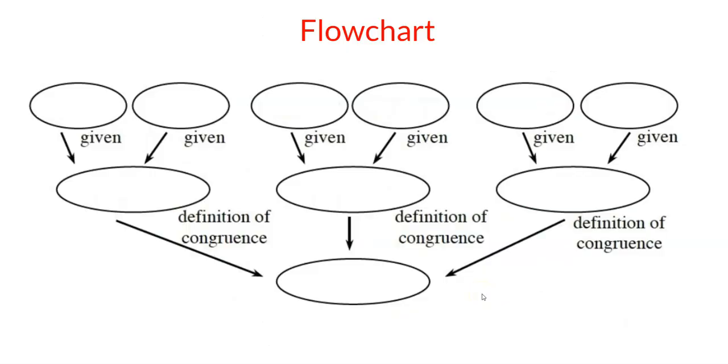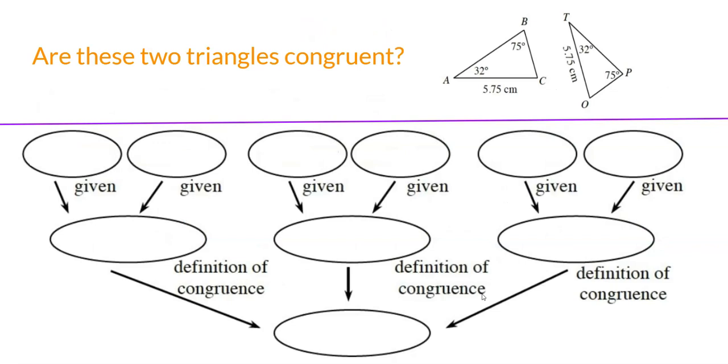So we're going to use a flow chart, and the flow chart is to help us put our thoughts together. Eventually we will take away the flow charts and be able to write down the reasoning, but for this lesson we're going to go ahead and use a flow chart. So going back to the question that was asked, are these 2 triangles congruent? We're identifying what is given and then the definition of congruency. So let's look at these 2 triangles.